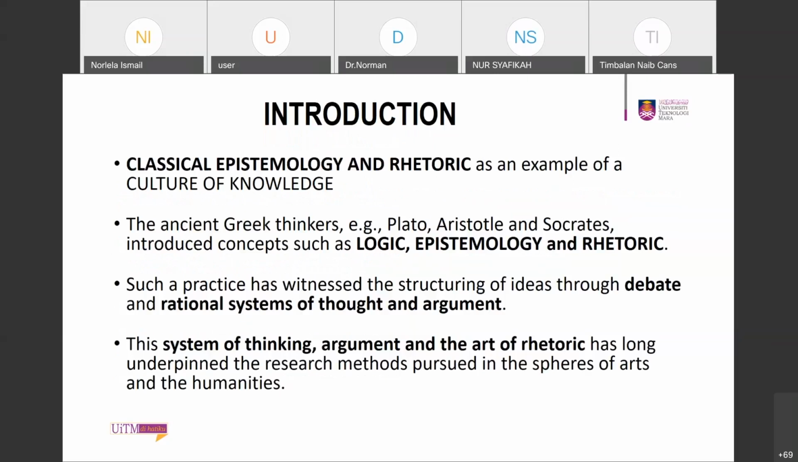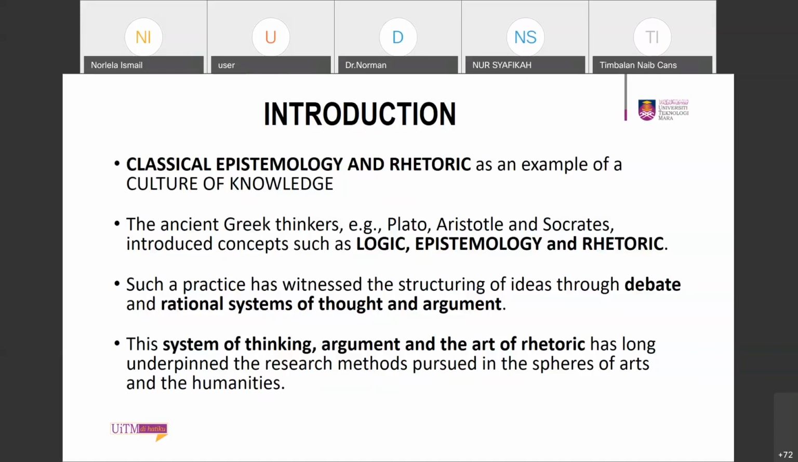So the second phase, which I mentioned just now, classical epistemology and rhetoric, can be seen as an example of a culture of knowledge. I think this is where the styles and modes of inquiry in the humanities began to develop and flourish. So ancient Greek thinkers such as Plato, Aristotle, and Socrates introduced concepts such as logic, epistemology, and rhetoric, as I mentioned just now.